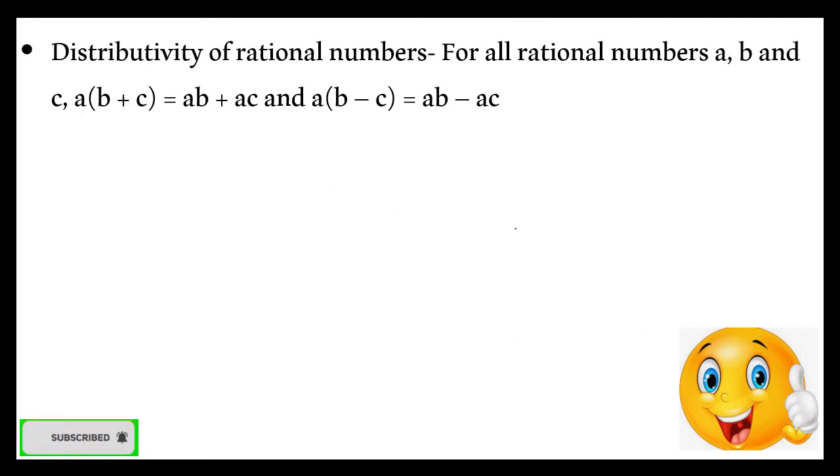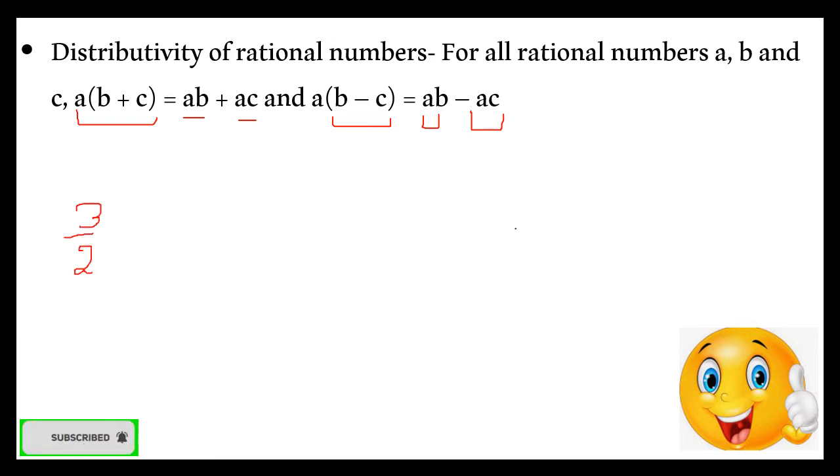Distributivity of rational numbers: for all rational numbers A, B and C, if you multiply A with the sum of B plus C, then you distribute it and you write it AB plus AC. And if there is subtraction of two rational numbers within the bracket and you multiply with another rational number, you distribute the bracket in two parts, that is AB minus AC. So we can understand it with some example here.